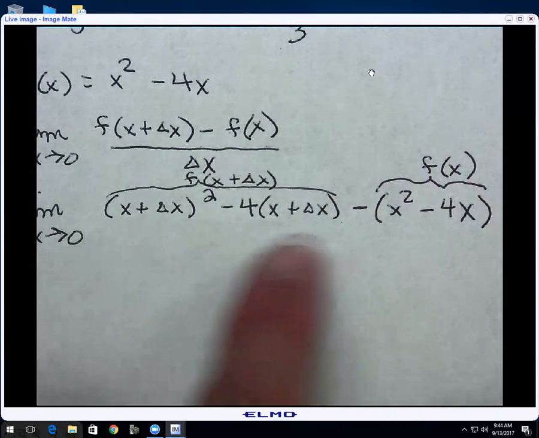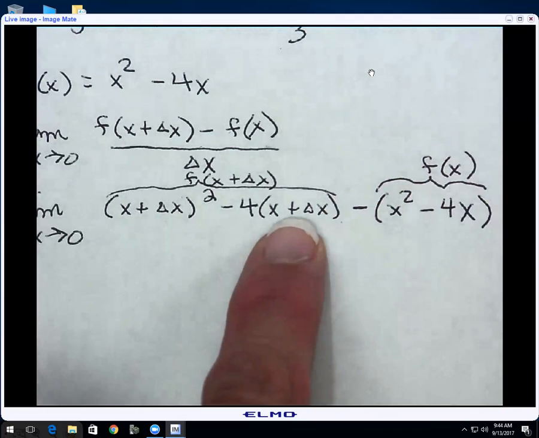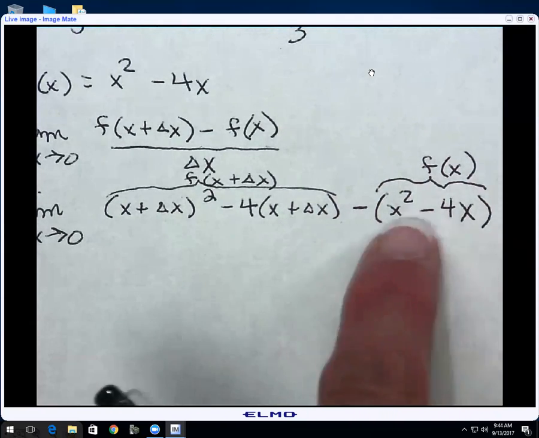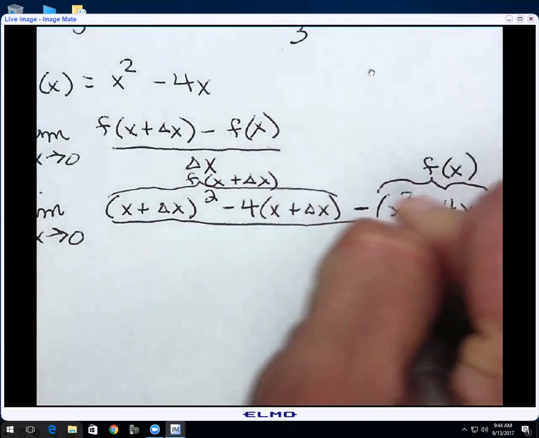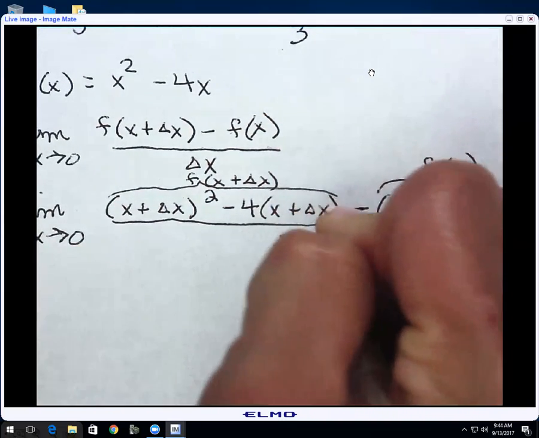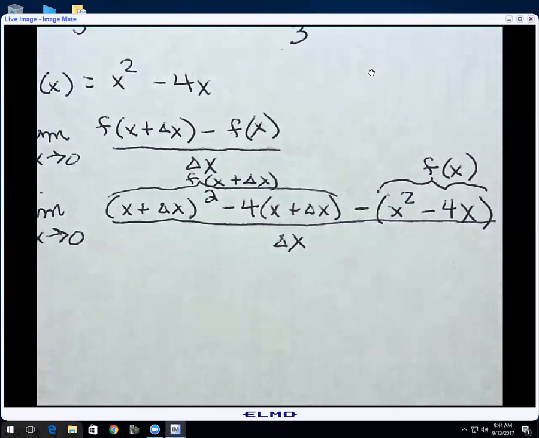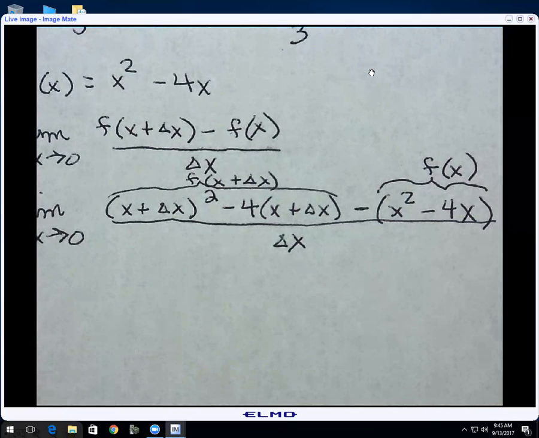So here's my f of x plus delta x. Here's the minus f of x. The recipe says divide all that by delta x. You shouldn't have to do this on your birthday. I agree. Right.